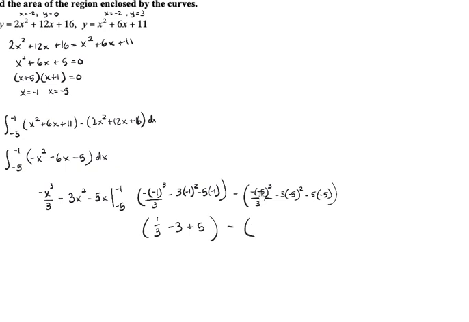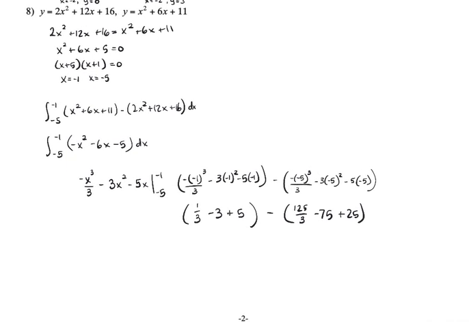Here we're going to have negative 5 to the third power is negative 125, multiplied by negative 1 is positive 125. And then negative 5 squared is 25 times negative 3 is negative 75 plus 25. So from this we get 7/3. From the other one we get negative 25/3. Combine those together and we get 32/3.